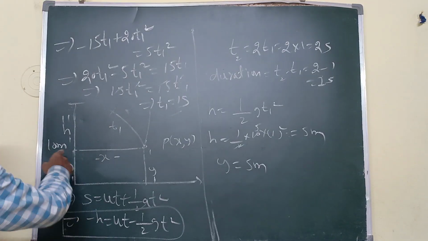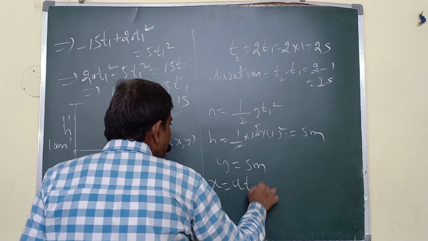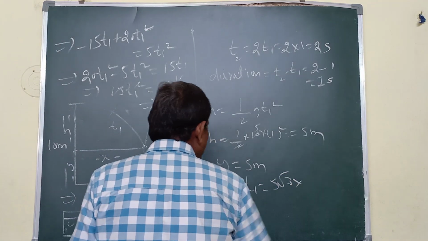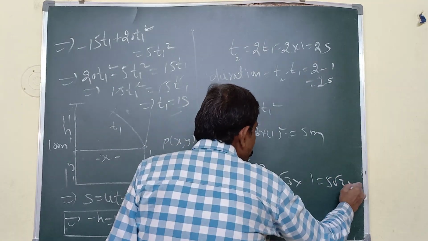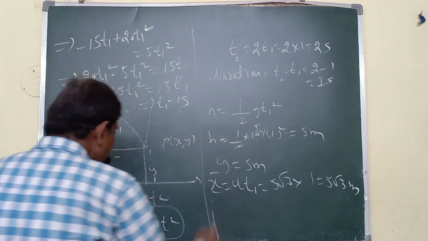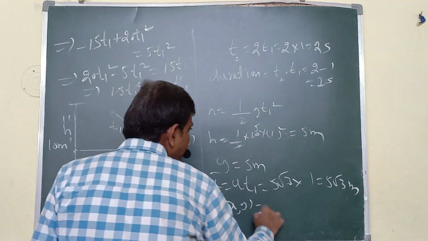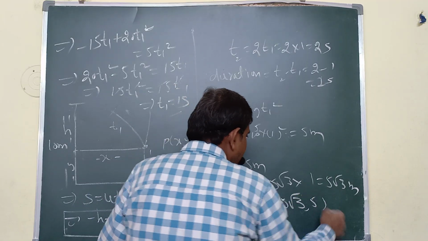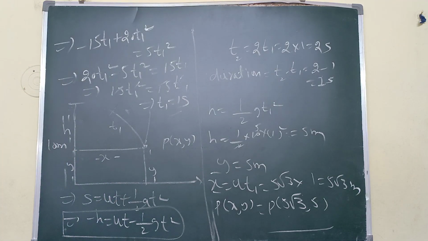Completed. Next x. X means range. How is it? X equals to ut1. What is the u? 5 root 3 into t1. What is the t1? 1 second. So 5 root 3 meters. I know x value, y value. Now what is the coordinate? P x comma y, that equal to 5 root 3 comma 5. So that is the coordinate of colliding position. So this is about the collision condition.